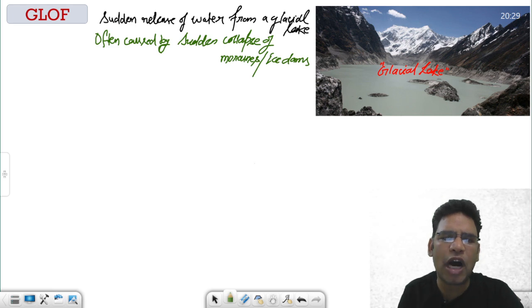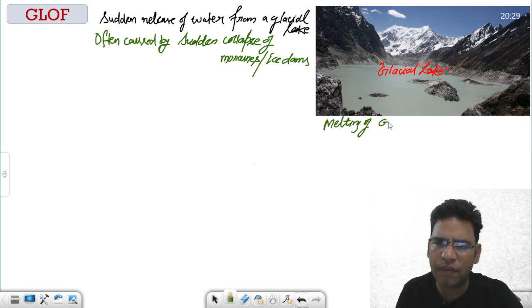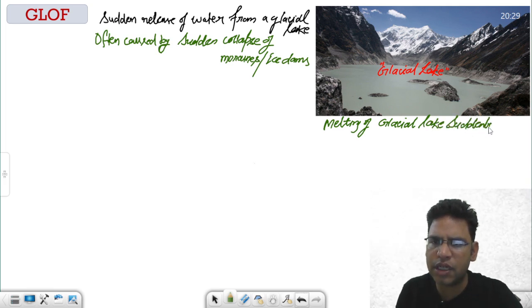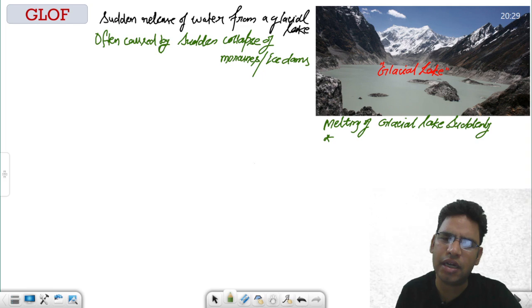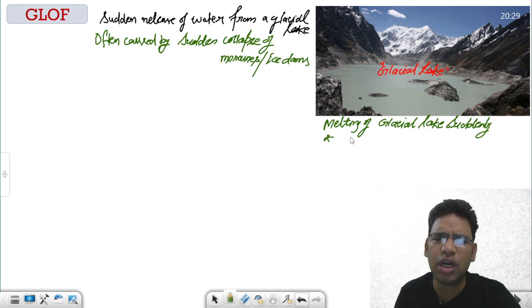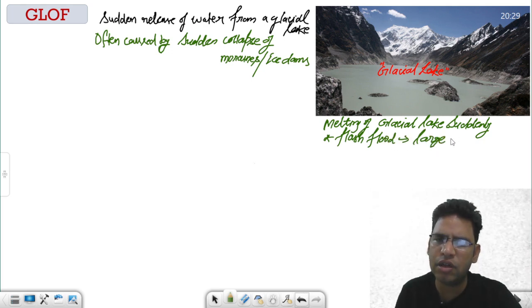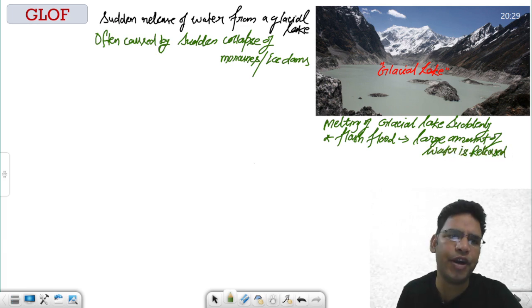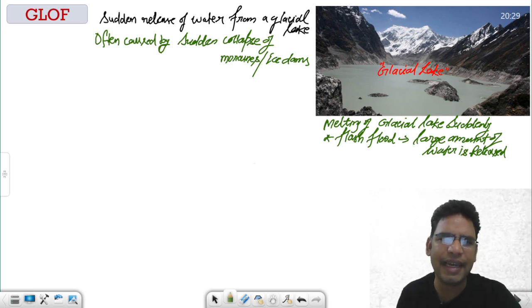So it is a kind of outburst flood. This is a kind of sudden melting of a glacial lake, or in other words, it is going to cause flash flood. A large amount of water is released. This is what GLOF is, glacial lake outburst floods. So this is the basic idea.